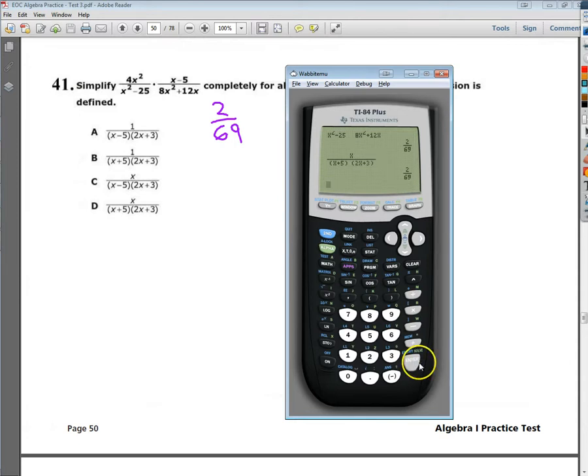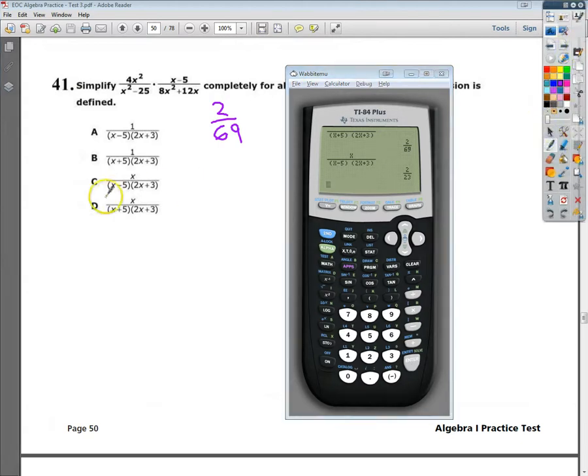Let's try one that's not like this. So C is pretty close, so I'll look at it from the perspective of this method to see if it gives me a match. So x minus 5 and 2x plus 3. And you can see it's not 2 over 69, it's 2 over 23. So once again, the answer is D.